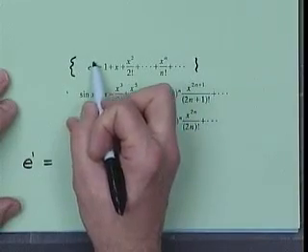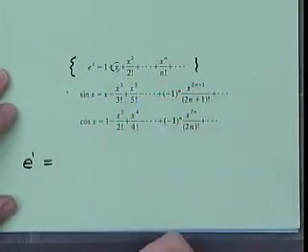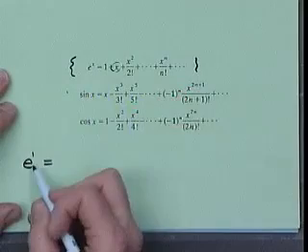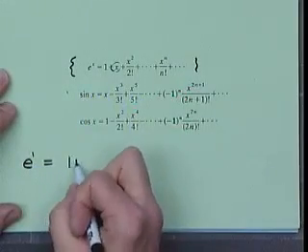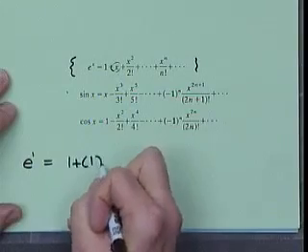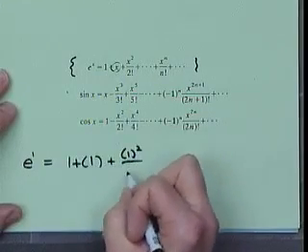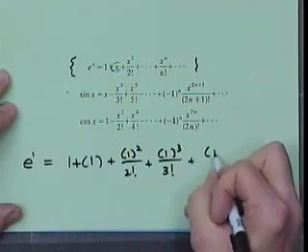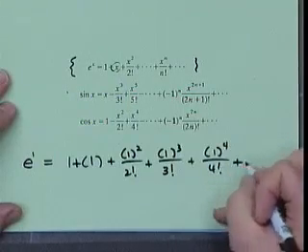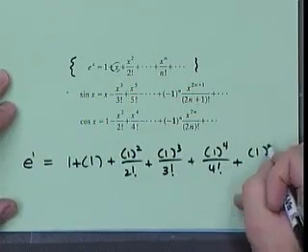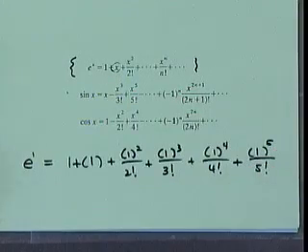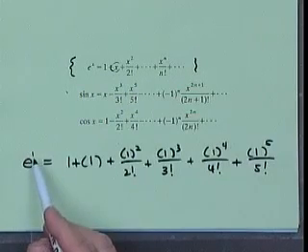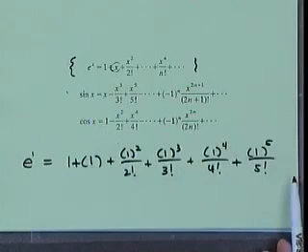So if this is e to the x, then everywhere I see an x, I ought to be able to replace it with a 1. Is that correct? This is a series for e to the x. We now want e to the 1, so x is equal to 1. So 1 plus, here's an x, that'd be a 1. We'd have 1 squared over 2 factorial, 1 cubed over 3 factorial, 1 to the 4th over 4 factorial. Let's get one more. 1 to the 5th over 5 factorial. So it's a really easy series to write out. So if we wanted e cubed, everywhere we put a 1, we'd put a 3.